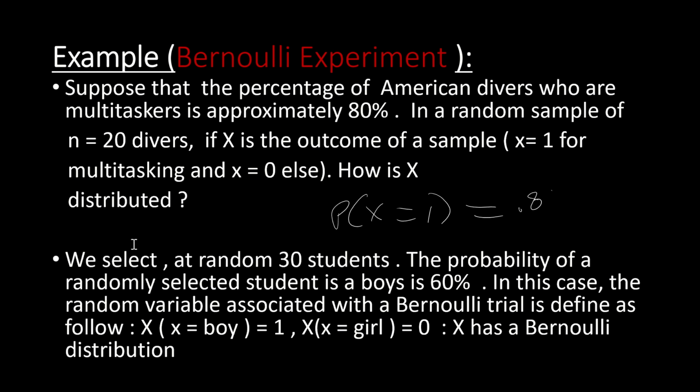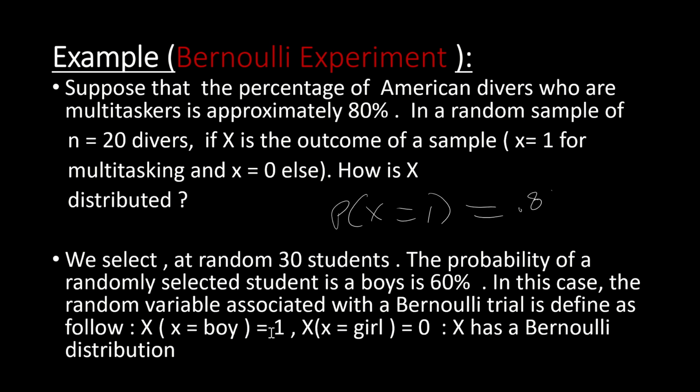So that's the second example: we select a random sample of 30 students. The probability that a randomly selected student is a boy is 60%. In this case, the random variable associated with the Bernoulli trial is defined as follows: the probability that X is a boy equals 1, and the probability that X is a girl is 0. So if you get a boy, it's a success, or you can choose whatever.